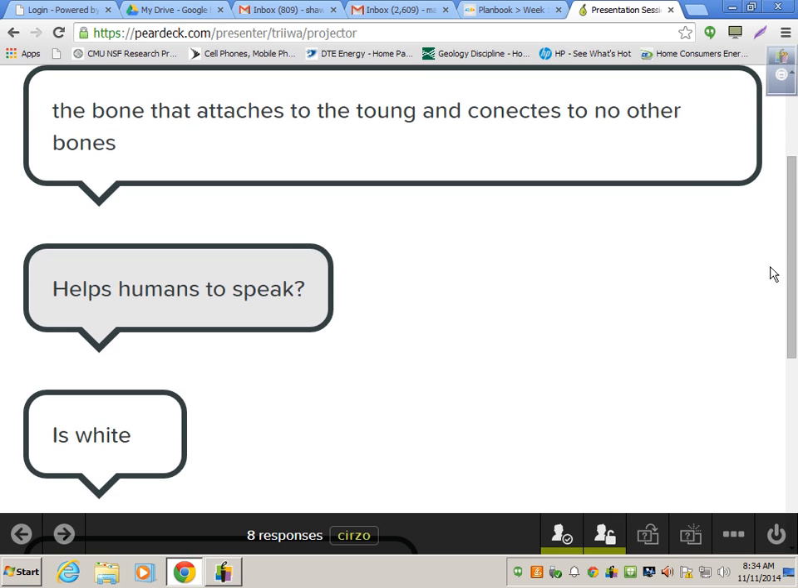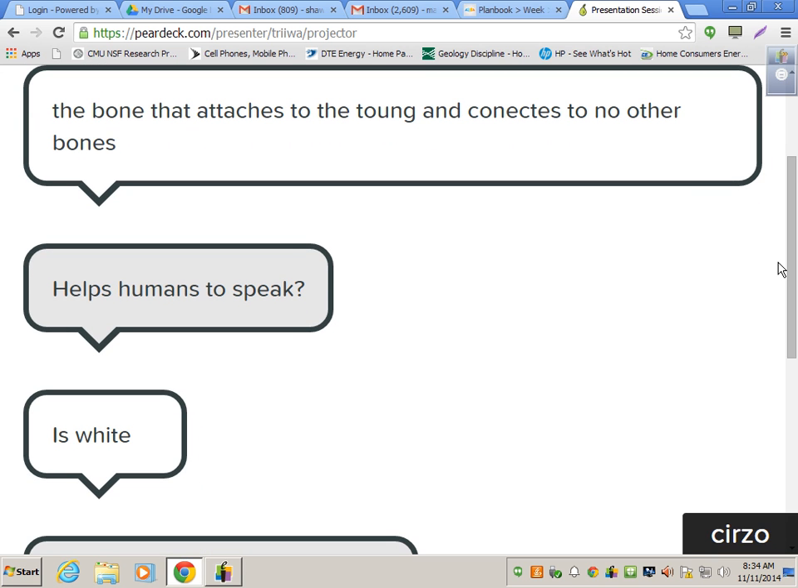There it is. The bone that attaches to the tongue and connects to no other bone in the body. It does not articulate with any other bone. It's the only bone that does that. It's unique to our species. It's the hyoid bone. If you just stick your finger in your mouth and keep going down until you run into the bottom of your tongue, don't do that, but you'd run into your hyoid bone. It's what your tongue attaches to, okay?